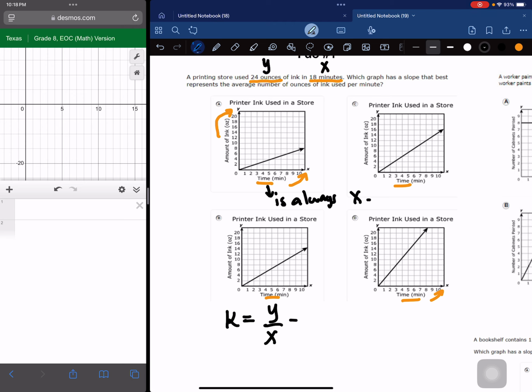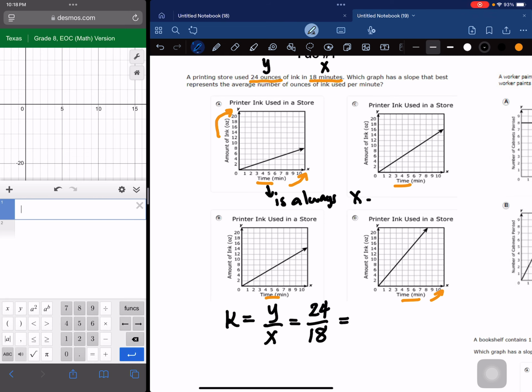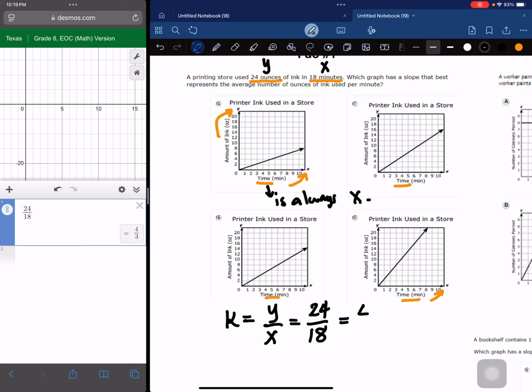We substitute, and we get 24 over 18. What you have learned from all of us is we simply type 24 divided by 18. We get the simpler fraction that gives you 4 over 3. And then we write it in a point format, and that becomes (3, 4). Then we look at which of the following graphs has (3, 4).